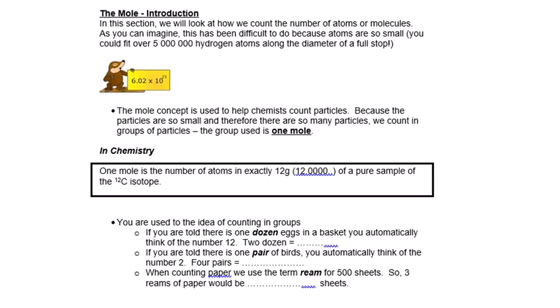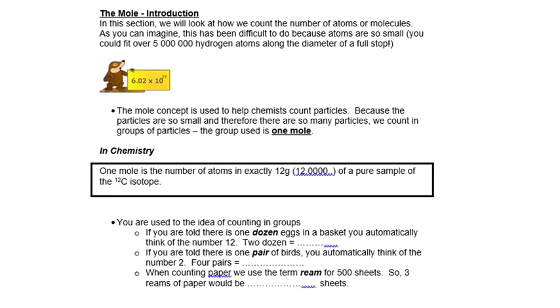Now, you're never going to have to use the actual numbers, but what you're going to do is count in the same way that we'd say 2 dozen, 3 dozen, 4 dozen. You're going to say that there's 1 mole or 2 mole or half a mole or 0.65 mole, things like that. So you're going to count atoms in those numbers.